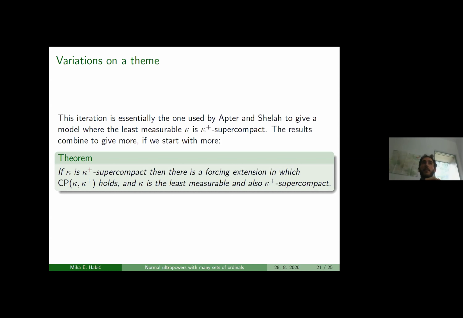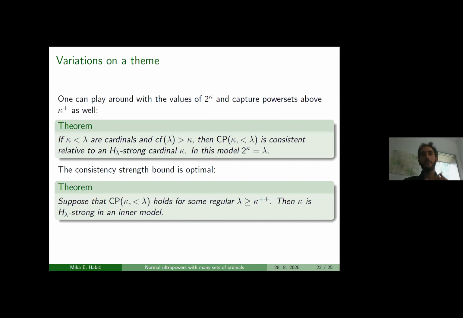Okay, and if you look at it, you can combine the two results. If you start with enough hypotheses, you can combine the two results to get a sort of conglomerated theorem. So if you start with a kappa plus supercompact kappa, then you can force to an extension where kappa is the least measurable and is kappa plus supercompact, and also the capturing property holds at kappa, kappa plus. All right, so you can add on properties to this model that we have to get more exciting constellations of properties.